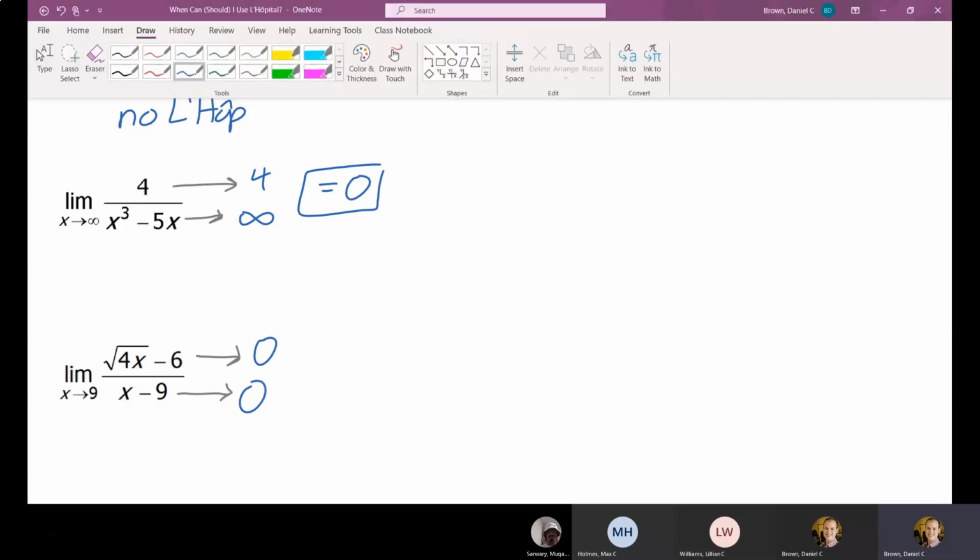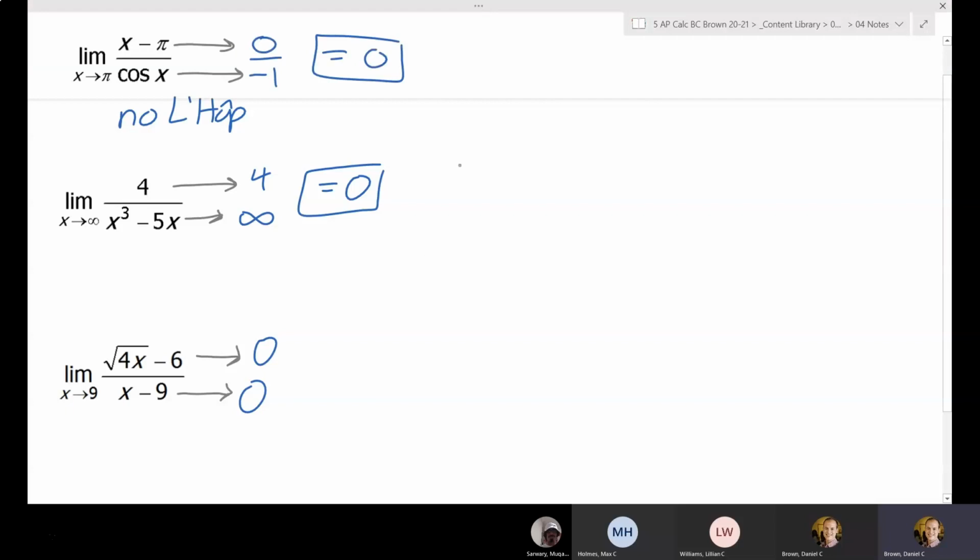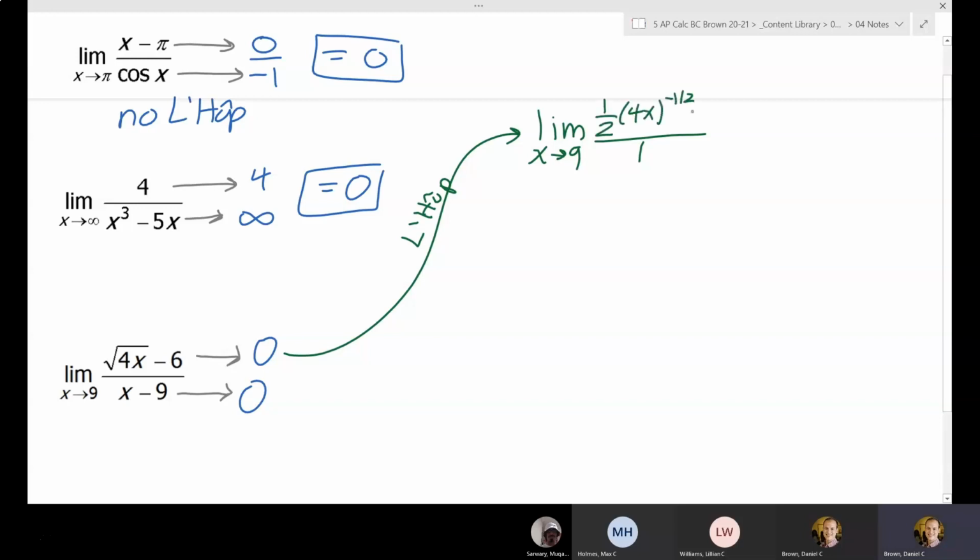I'll do the L'Hopital's method first. So if I am doing L'Hopital's rule, I've shown that I have 0 over 0. L'Hopital's rule states that the derivative of the numerator and the denominator will have the same limit. That denominator's derivative is 1. That numerator, so that's going to be 4x to the 1/2. So 1/2 comes down in front, 4x to the -1/2 times the chain rule of 4.